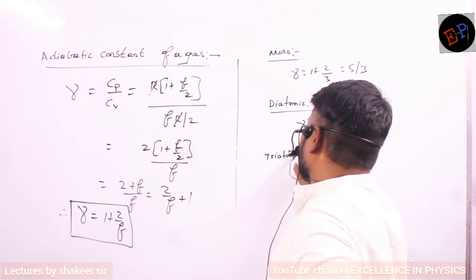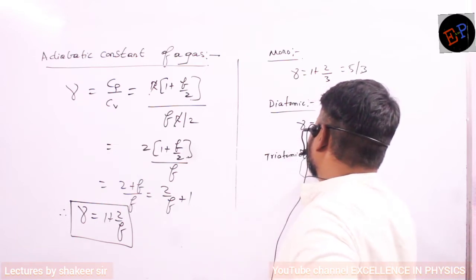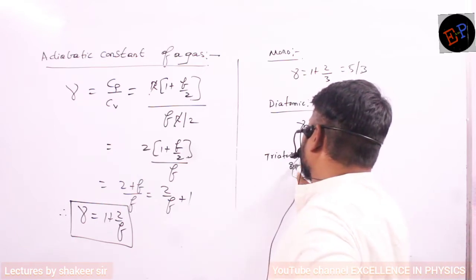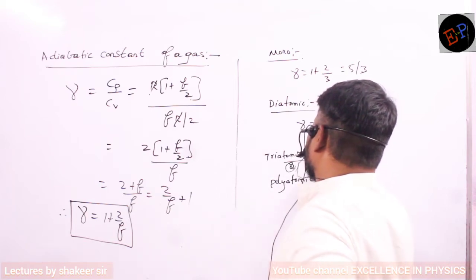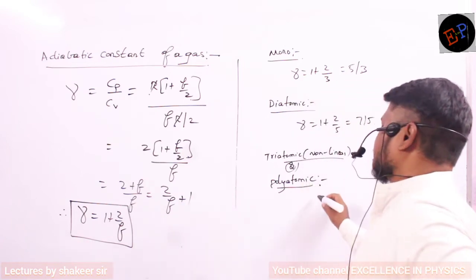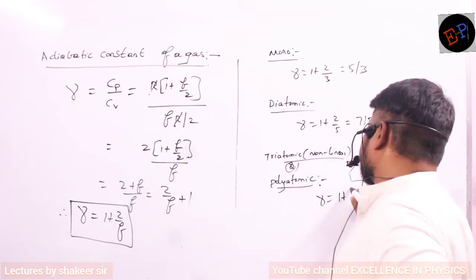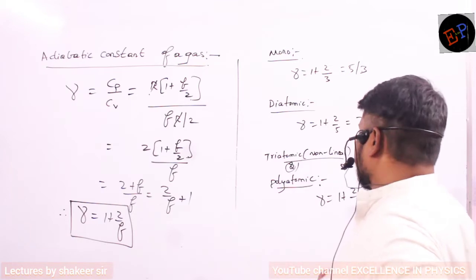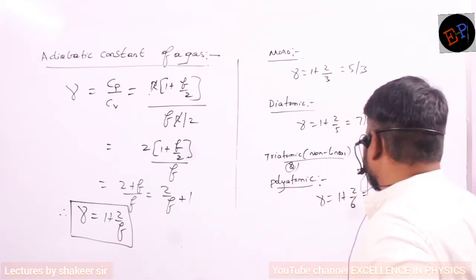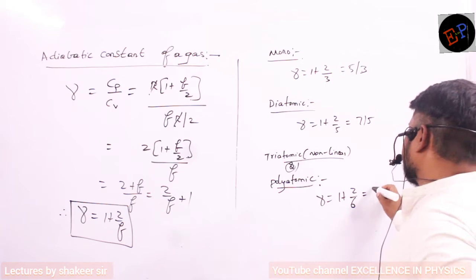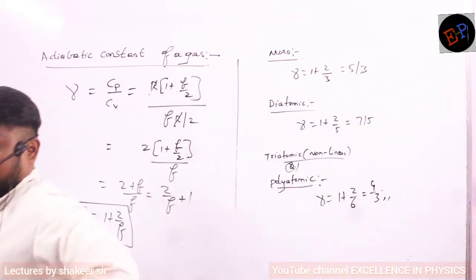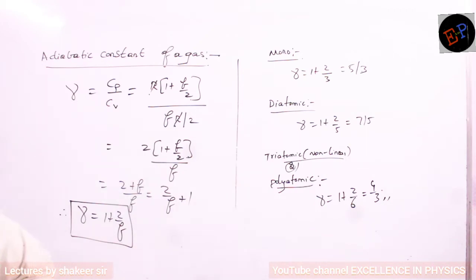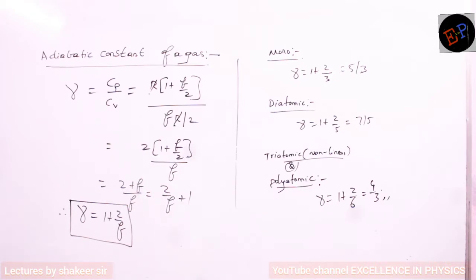Triatomic, non-linear or polyatomic gases: for them the gamma value is 1 plus 2 by the number of degrees of freedom, which is how many? 6. So 8 by 6, it is 4 by 3. These are the gamma values for monoatomic, diatomic and triatomic gases. Clear? Make a note.